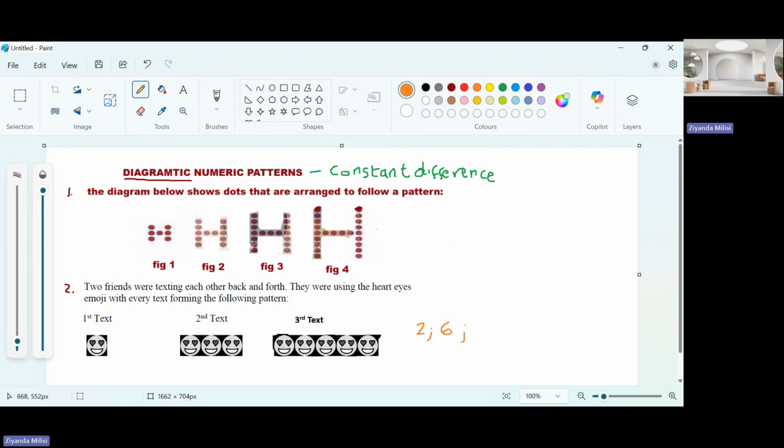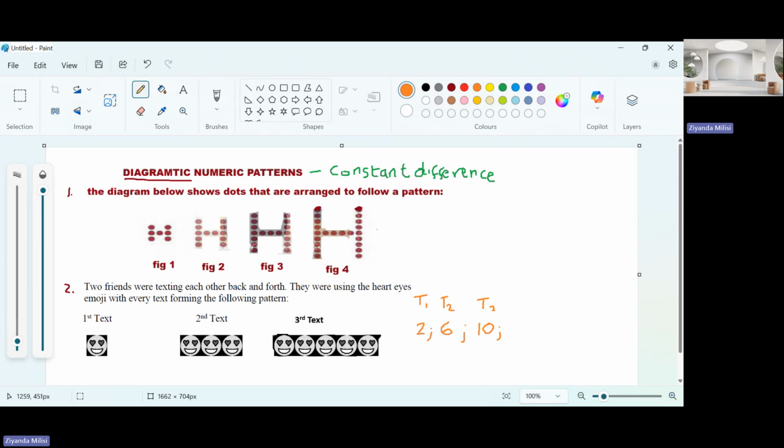Then the third text, how many? 2, 4, 6, 8, 10. You can see the numbers are increasing. It means we are adding a positive number there. So we've got these 3. We can write them in terms of terms: term 1, term 2, term 3.